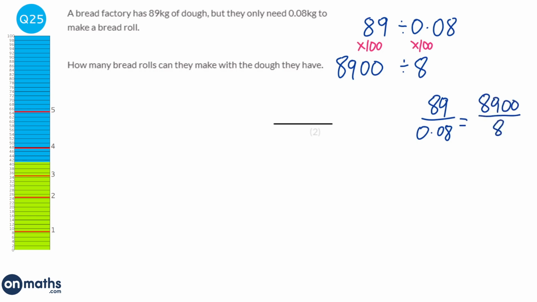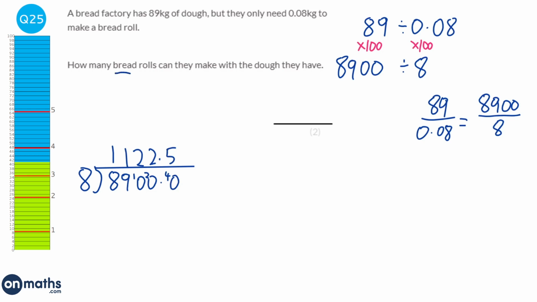So now we can do the bus stop method, so 8 on the outside, and in fact I might use a straighter line here. There we are. And we've got 8,900 on the inside. So 8 into 8 go 1, 8 into 9 go 1, remainder 1, 8 into 10 go 2, remainder 2, and 8 into 20 go 2, remainder 4, and 8 into 40 go 5.